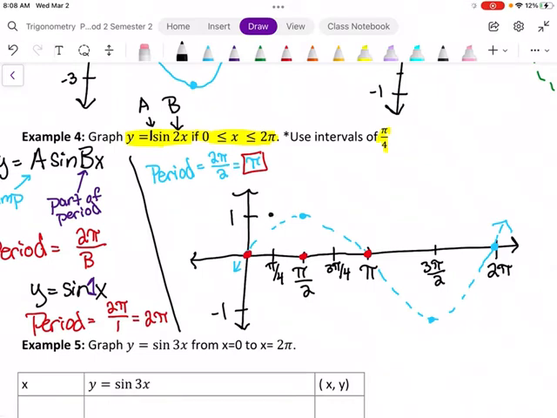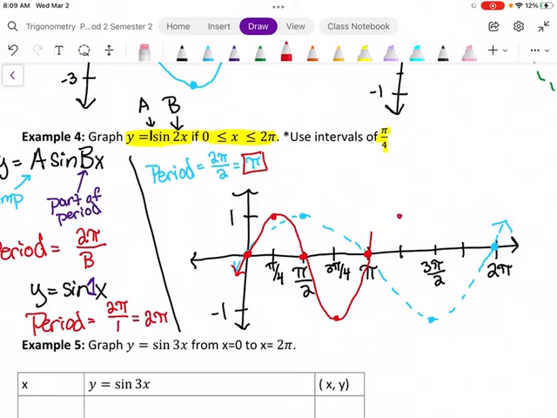Oh, I want that to be red. So we've got our maximum now, and then we have to also do the minimum point. So our graph is going to go like this. And we have a full period. And then we're just going to continue that pattern moving on.